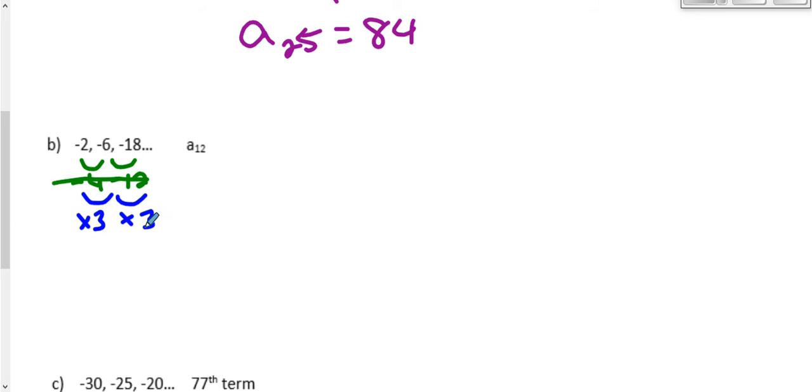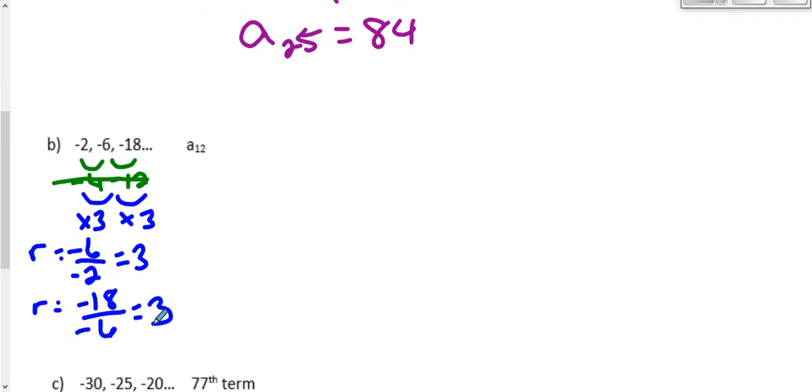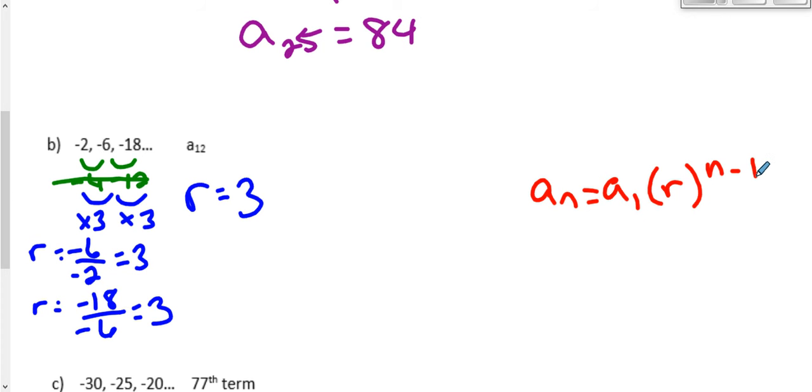The other method, if I wanted to check if it was r, is to use division. So I could do negative 6 divided by the term that came before. I would get that positive 3, and then I can check to see if it's the same thing in the next step, negative 18 divided by negative 6, and it is positive 3. So I now know for absolutely certain that r is the number 3. And because I have a geometric pattern with r, I'm going to need to fill in my geometric formula, which is a sub n equals a sub 1 times r to the n minus 1 power.